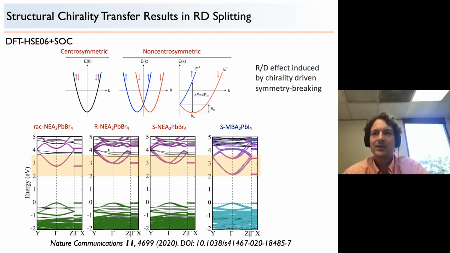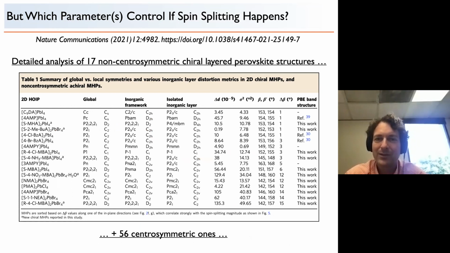All right, so this is interesting, but this is a single material and we studied it in detail. For this purpose, the real question is, what can you do if you have more data? And so we have a little bit more data. Manoj went through a detailed analysis of 17 non-centrosymmetric chiral layered perovskite structures, including some that he synthesized himself, to look at different characteristics of the structure. So octahedral distortions, but also bond angle distortions, and see what might be the driving force for this.